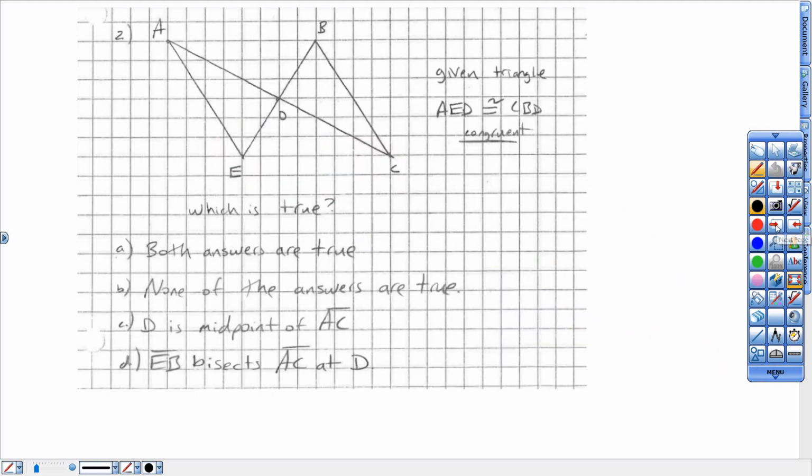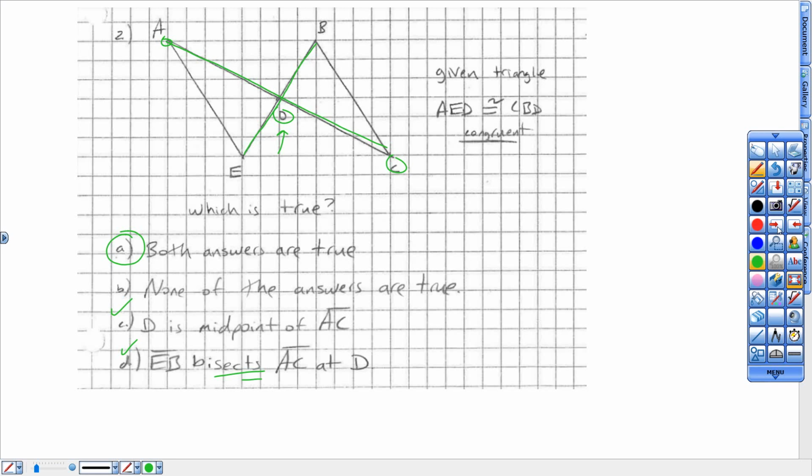Number 2. For this one, looking at these statements, both answers true, none of the answers are true, getting you to think maybe more than one answer is correct. Don't just pick one. D is a midpoint of AC. Looks like that is the halfway point. That looks good. It looks like EB, this stretch, is bisected or cut in half at that point D. So that looks pretty good. Both those statements look good. So just make sure when you're doing that, don't jump the gun. When you see a good answer, more than one answer might apply. So be careful on that one.